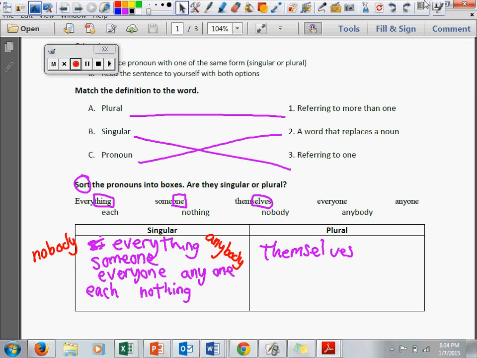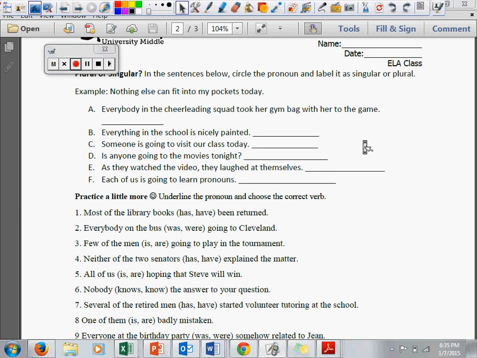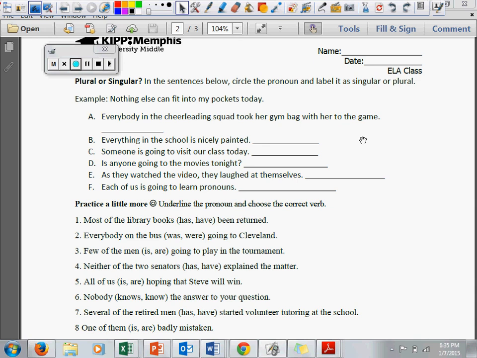What I'd like you to do next, I'm going to clear this screen. I'd like you to start working through here, all right? So you have plural or singular in this first section. You're just going to read the sentence below. You're going to circle the pronoun and label it as singular or plural. For instance, I'll do the first one. Everybody in the cheerleading squad took her gym bag with her to the game. There's actually 3 pronouns in this one. I'm going to circle all of them. So everybody is one, her is another one, and her is the last one.